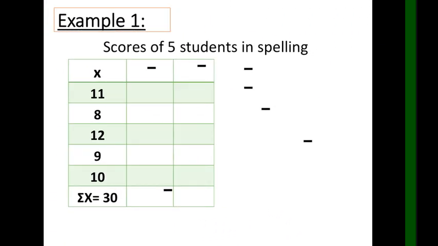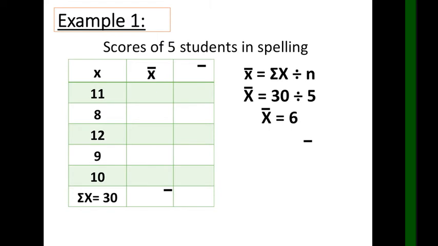To understand it better, let's have this example. Previously, we have the scores of 5 students in spelling: 11, 8, 12, 9, and 10. The summation of x, or simply the total of x, is equal to 30. Now, how to solve for the mean? To solve for the mean, we have this formula: summation of x divided by n. So the total, which is 30, will be divided by the total number of items. How many items do we have? 5 items. What are those items? 11, 8, 12, 9, and 10. So we have 30, the total, divided by the number of items, and the answer is 6. And that is our mean.